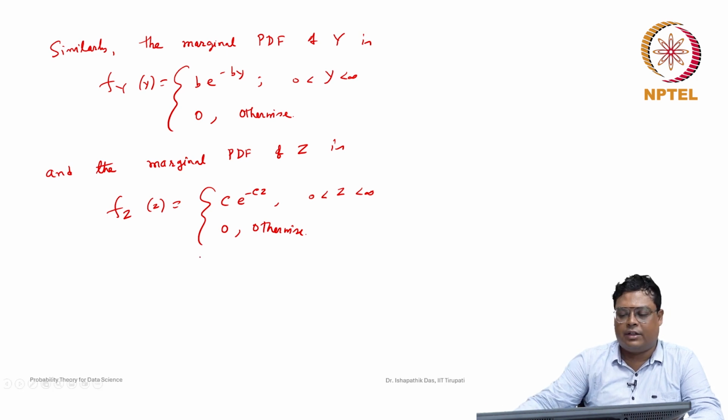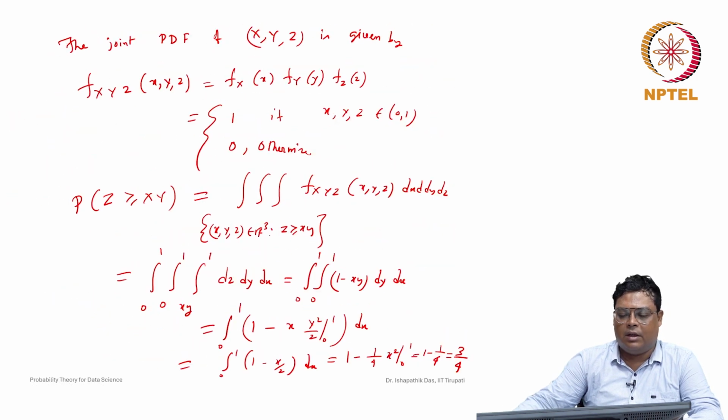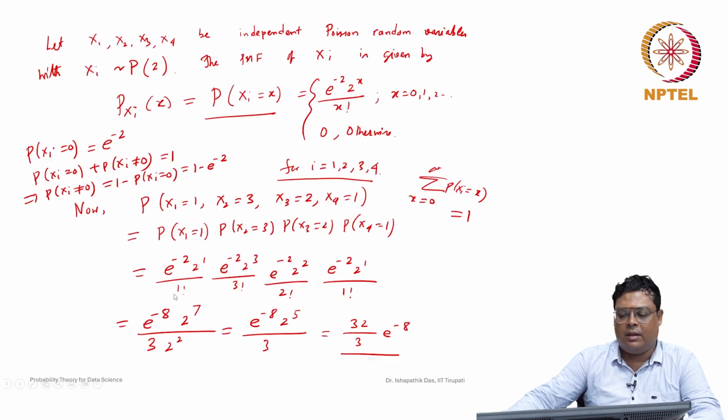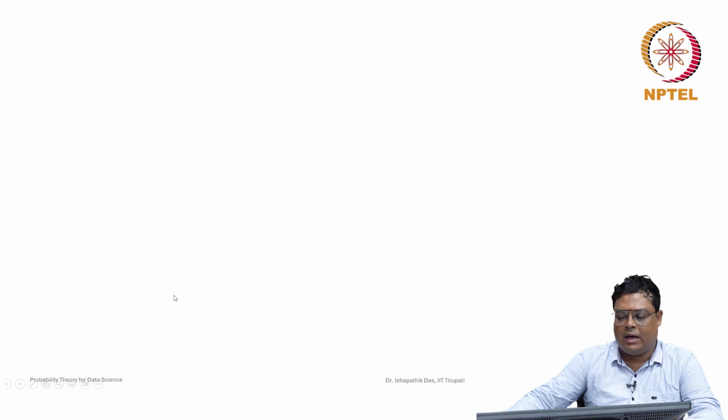So why did we find that? Because the next question asks whether x, y and z are independent. We have found the marginal probability density function of x, and the joint probability density function of x and y. Are x, y and z independent? How can we say that? By definition, if the joint probability density function can be represented as the product of the marginal probability density functions, then we can say that they are independent random variables.